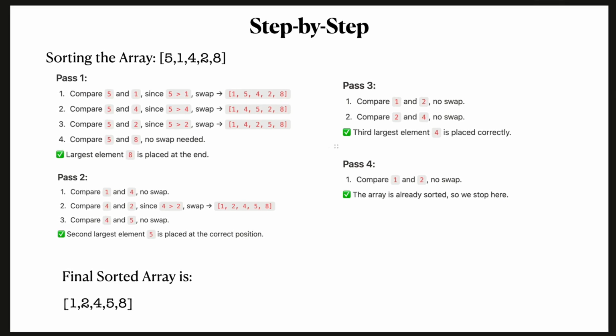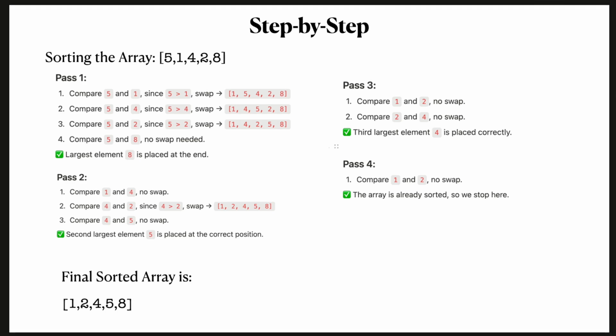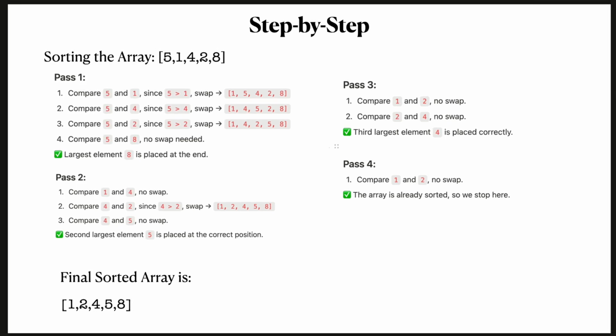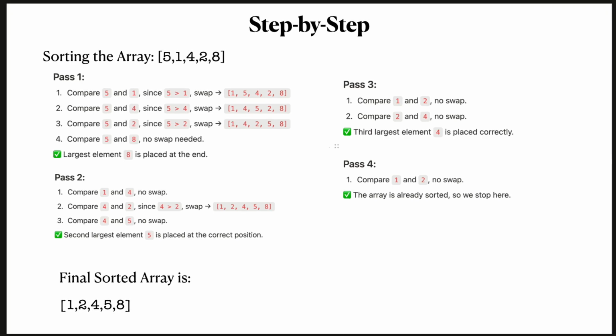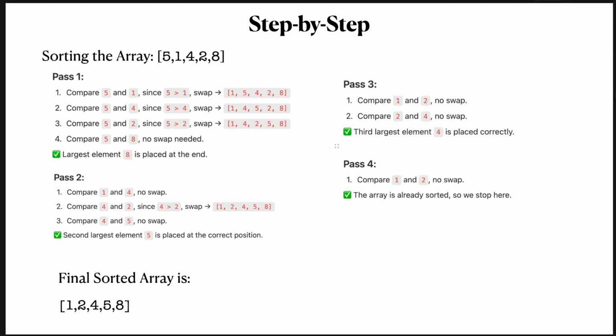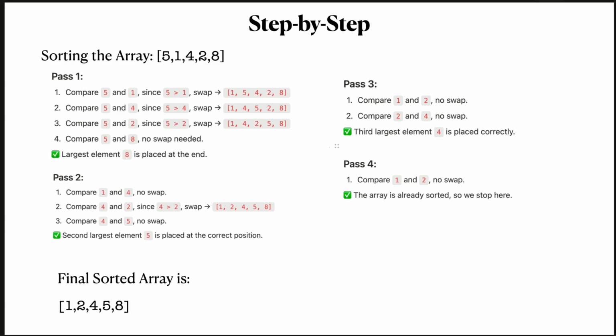When it comes to the third pass, see here the number of iterations came down from 3 to 2. Here compare 1 and 2. 1 is less than 2, no need of swapping. Compare 2 and 4, no swapping because 2 is less than 4. The third largest element 4 is placed at the correct position. When you come to the fourth pass, compare 1 and 2, no swap required because 1 is less than 2. The array is already sorted, so we stop here. The final resultant array is 1, 2, 4, 5, 8.